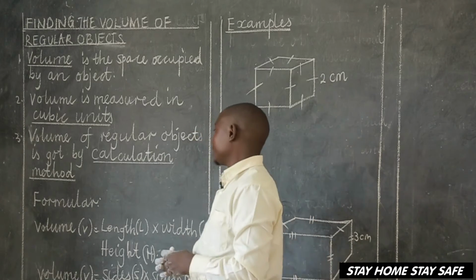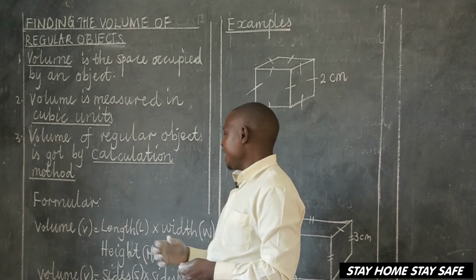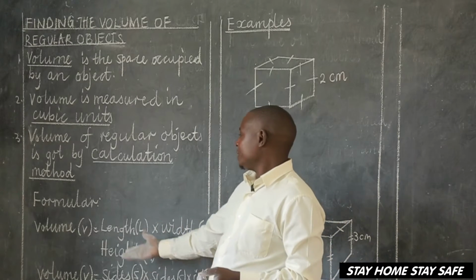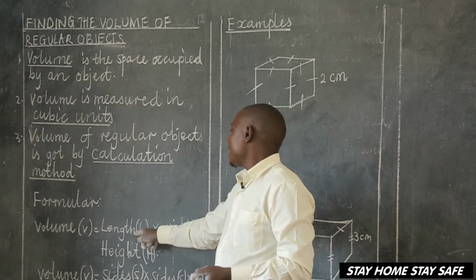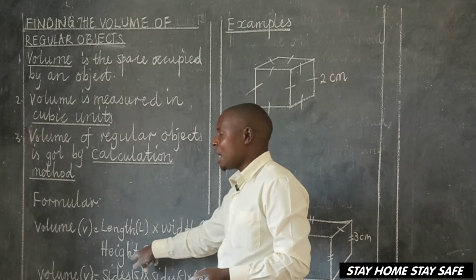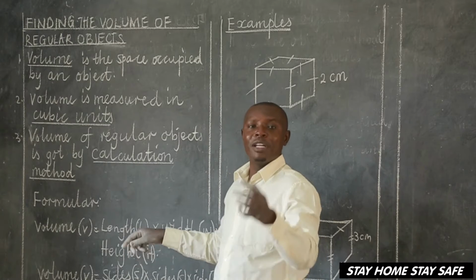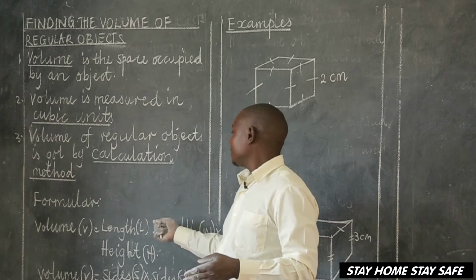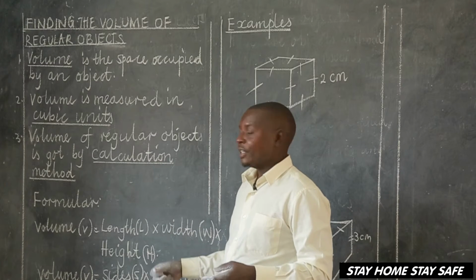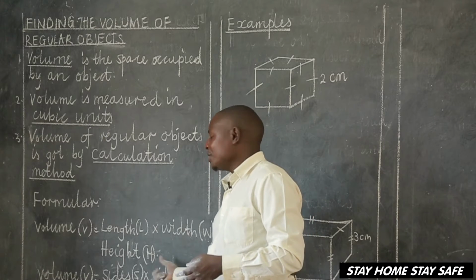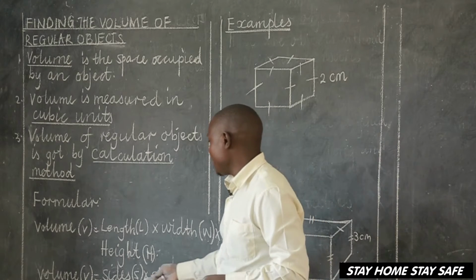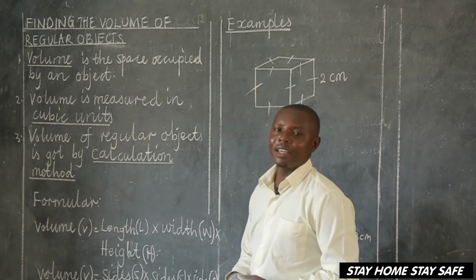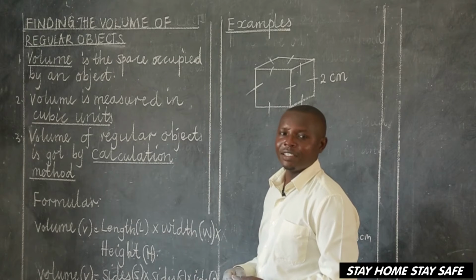Don't forget that one. And the formula for finding the volume of regular objects, for example, a cuboid, we can use the formula volume is equal to length times width times height. That is the formula for finding the volume of a cuboid. Then we shall also look at volume of a cube. The formula will be side times side times side.